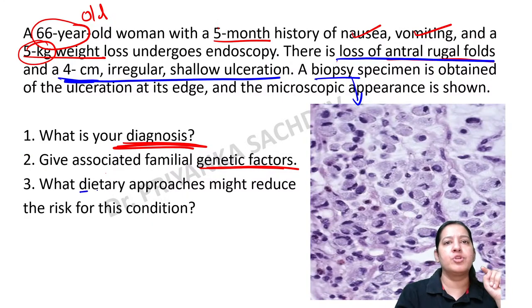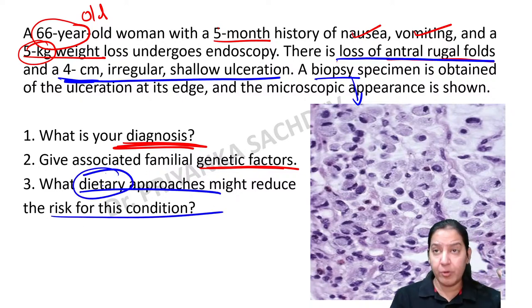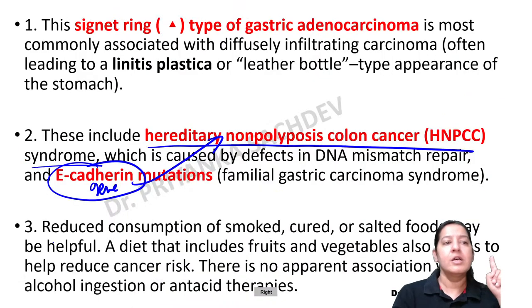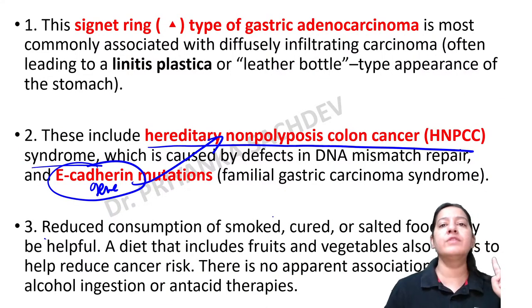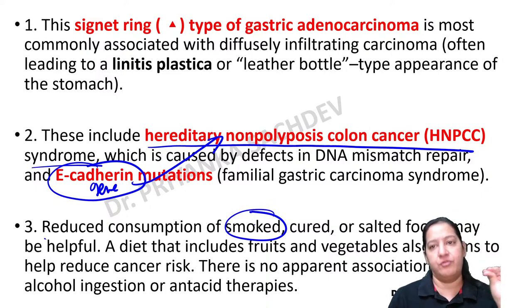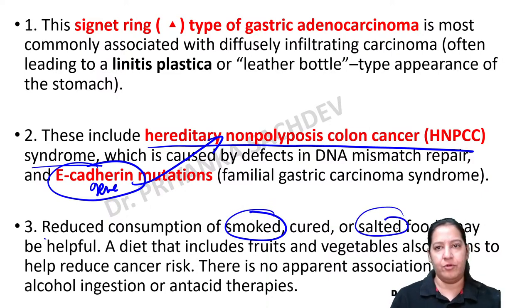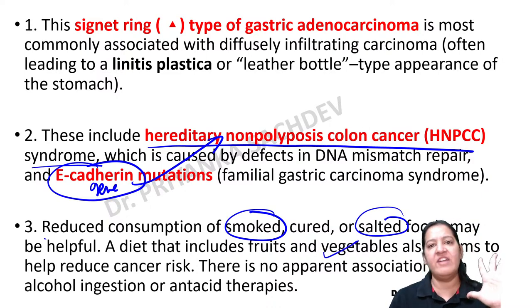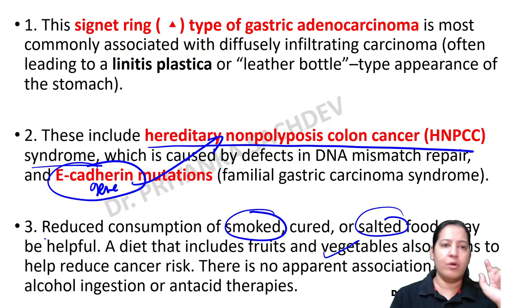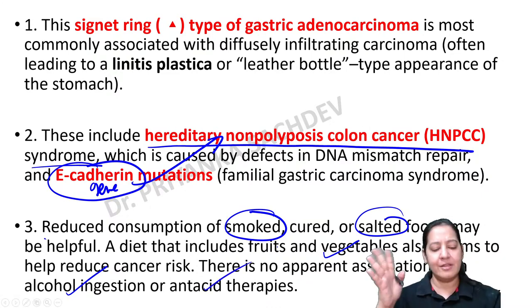What dietary approach might reduce the risk of this condition? Are there any dietary factors which predispose to this condition, or what precautions should the patient take so that this doesn't occur in future? Reducing consumption of smoked food, barbecued food, and salted food may be helpful. A diet including green leafy vegetables should be protective. Alcohol ingestion is not protective and exaggerates the condition. Antacids also exaggerate the condition. So these are the risk factors you should know.